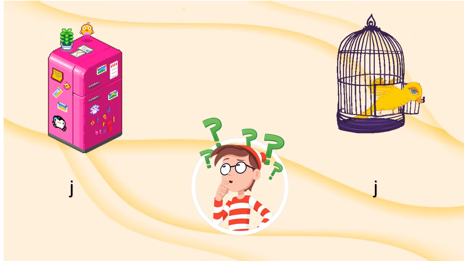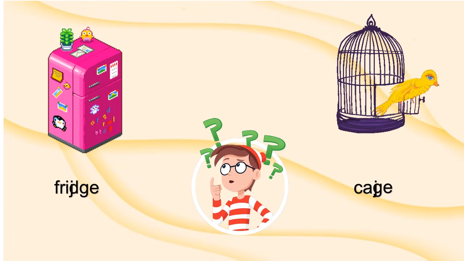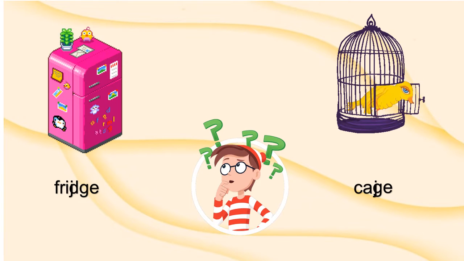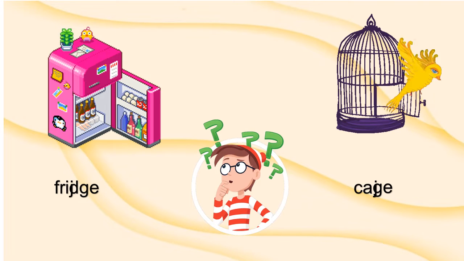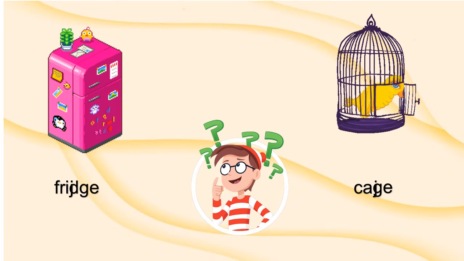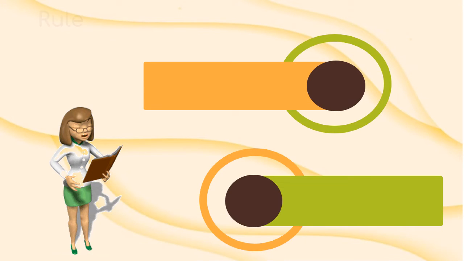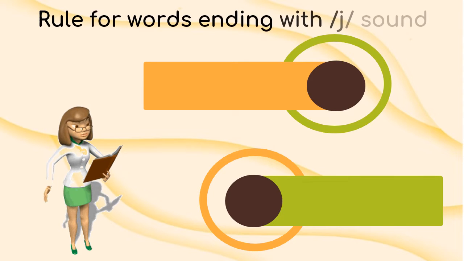In the given examples, fridge and cage, the J sound occurs at the end of a word. But since J cannot occur at the end of a word, we replace it with DGE in fridge and GE in cage. This is the rule for words ending with J sound.